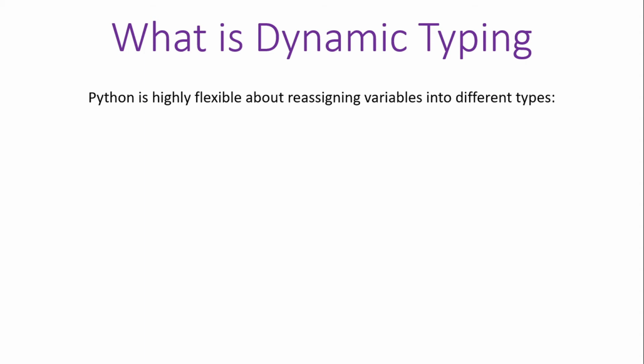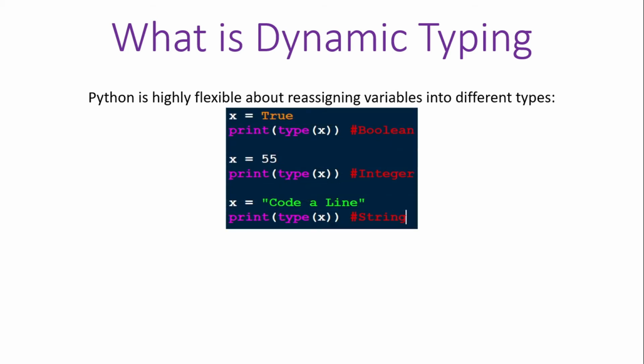You might have heard what dynamic typing is in Python. Python is highly flexible for reassigning variables to another type. Here is the example: x is equal to 2. The type is integer, and then you change it to a boolean. It does not give an error. It easily converts, and again, you can convert it to a string. That's why we call Python dynamically typed.